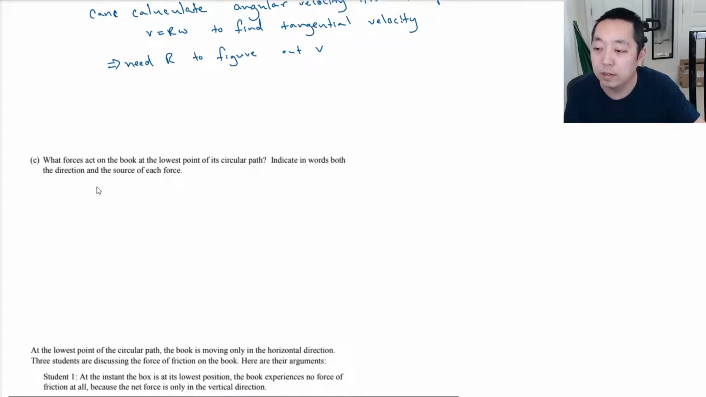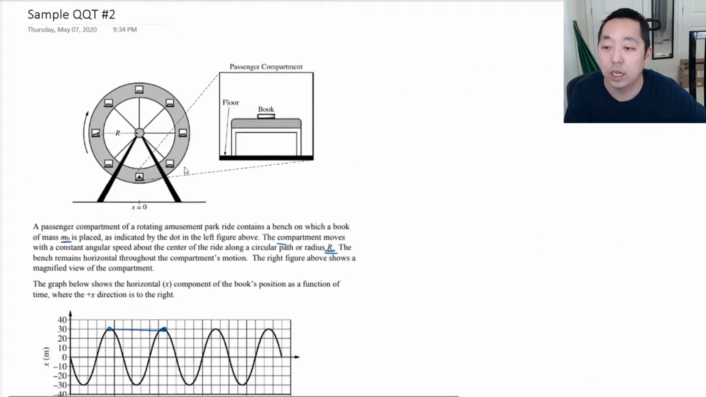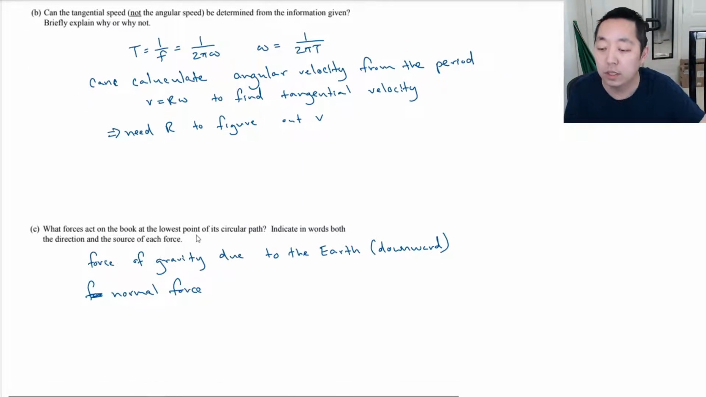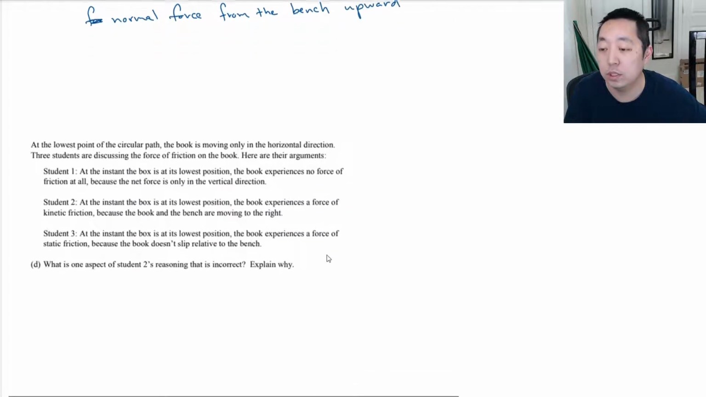So it has a force of gravity due to the Earth, that's the source, and I say it's downward. And then the normal force, what's causing the normal force is an upward force from the bench. Normal force from the bench, upward. Direct and to the point: what are the forces and which direction they are.